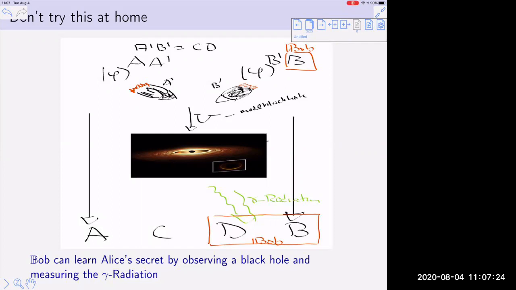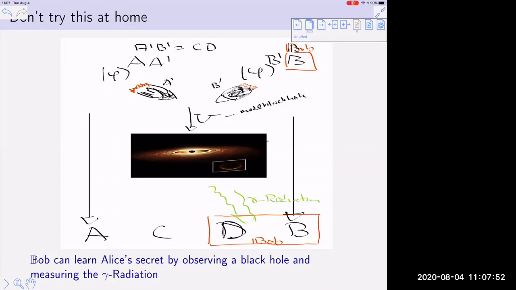Then the black hole emits some gamma radiation. This is the D part, the gamma radiation part. And Bob is a very super powerful Bob. This is why he gets this double bar. He not only can put part of his state on a rocket and send it to the black hole, but he also has observed the black hole forever, or for a long time.